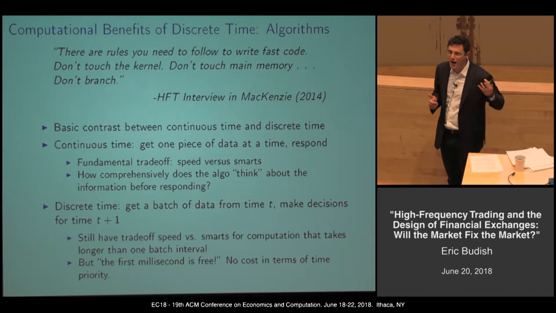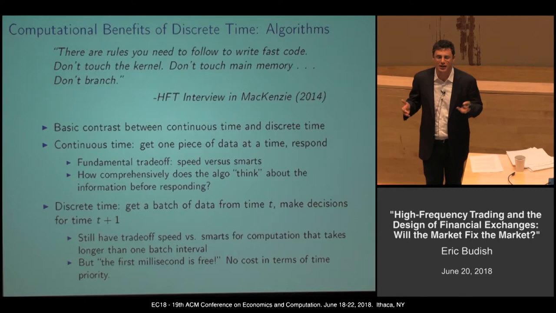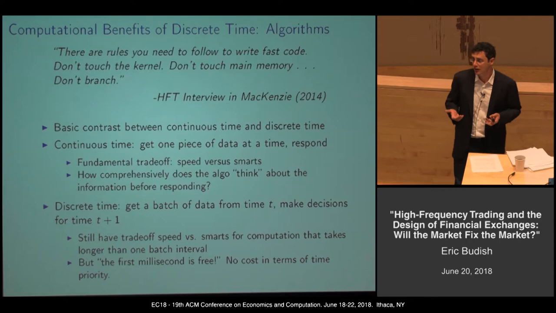And this trade-off between speed and smarts is, again, substantially muted if you go from continuous time to discrete time. If the batch interval is a millisecond, then the first millisecond worth of smarts doesn't cost you anything. Whereas in continuous time, every nanosecond matters, as you saw.